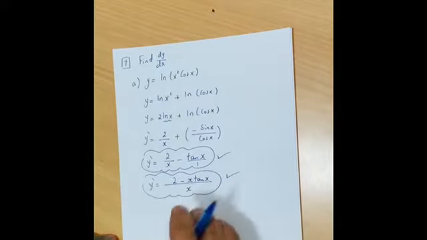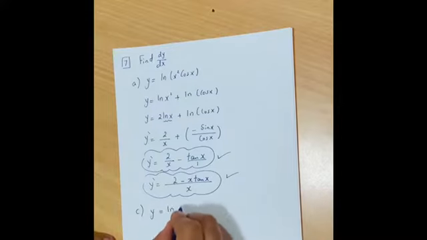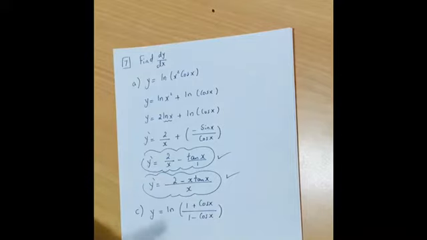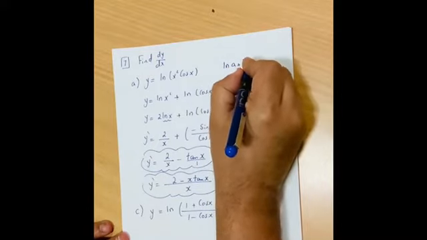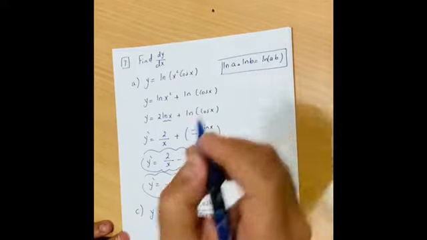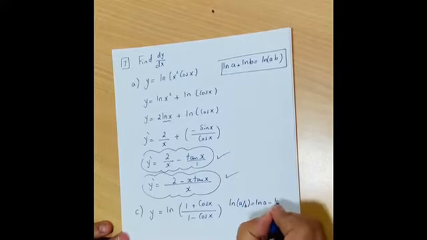Both of them are right. If we're going to do question 7c, y equals ln of 1 plus cosine x over 1 minus cosine x. Again, this is ln of a division, and we can use the ln rules. Here's the rule: ln a plus ln b is equal to ln of a times b. Same idea, ln of a divided by b is equal to ln a minus ln b.